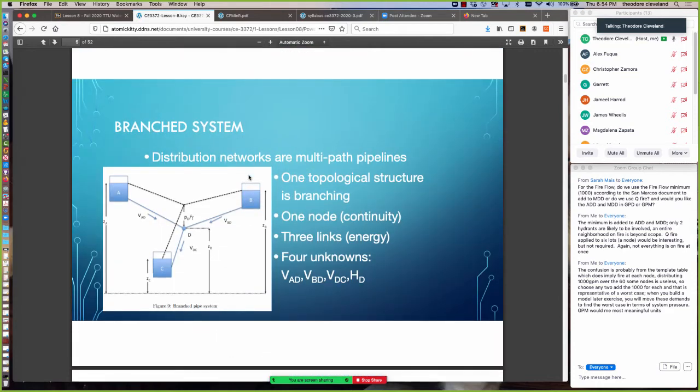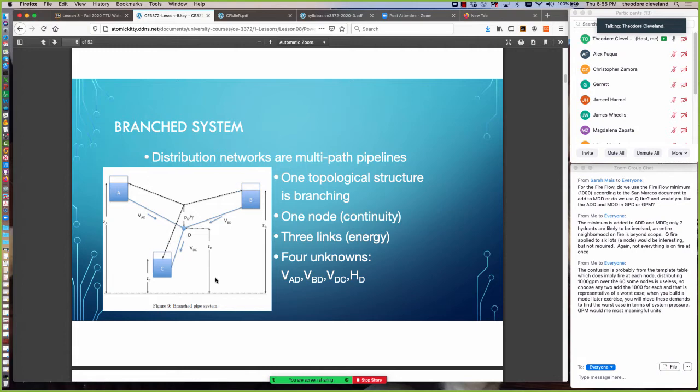So to motivate these ideas, let's first look at the simplest of network structures that we can visualize. There are two simple ones. First is this one, a branch system. The next one is a looped system. And let's examine this equation assembly process.